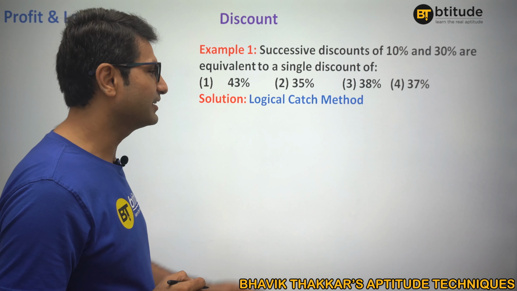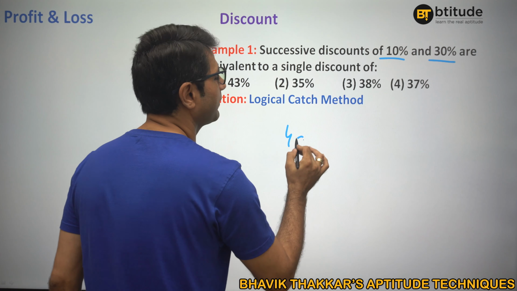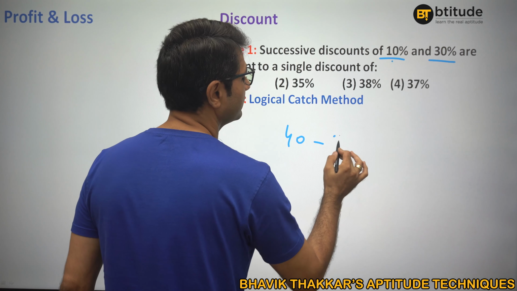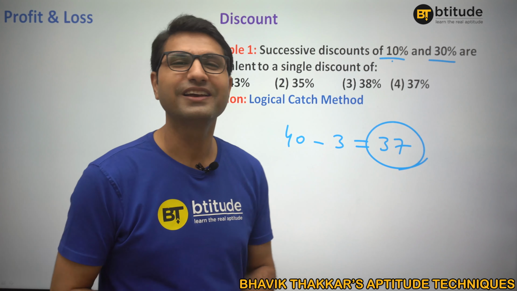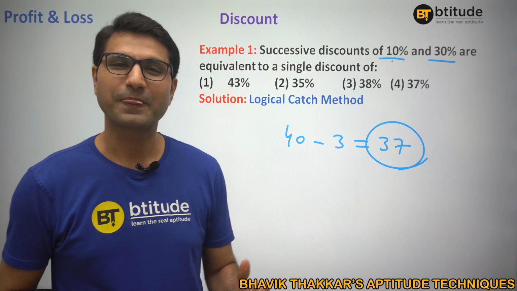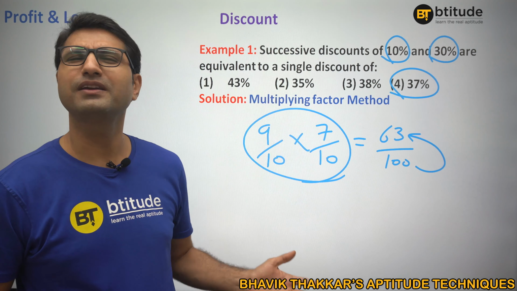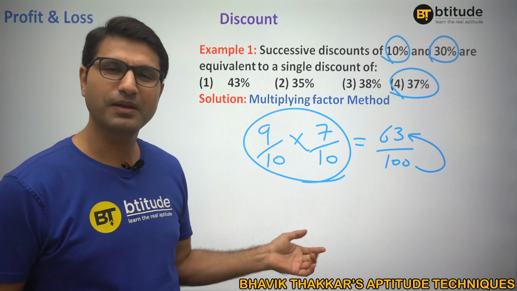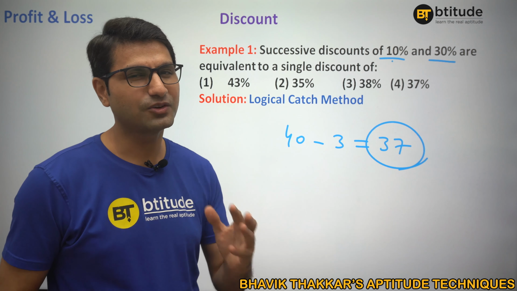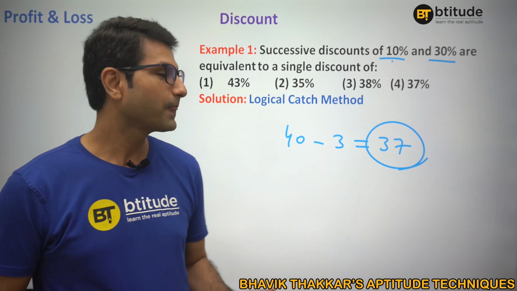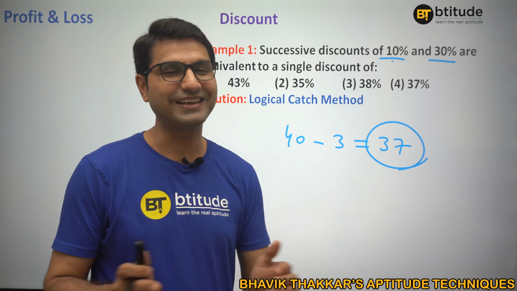And that is the method of logical catch. So you will do it directly: 30 plus 10 is 40, minus 10% of 30 is 3, 37%. As simple as that. The quickest one in this particular case, right? We did all three. As you can see, this would take maybe 10 or 15 seconds, but this would take maybe 2 to 3 seconds, right? So this is the quickest in this particular question, but you have to understand each of them.